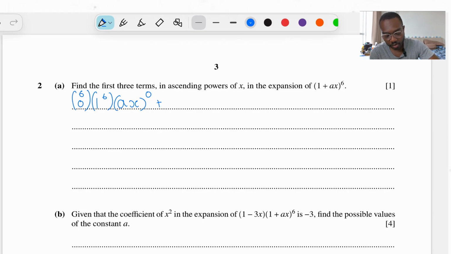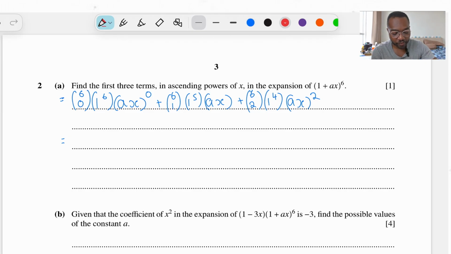The second term would be 6 choose 1, times 1 to the power of 5, times ax. And then the last term we want is 6 choose 2, times 1 to the power of 4, times (ax) all squared. Now, if we work this out, what do we get?